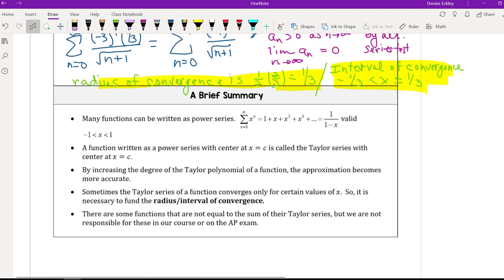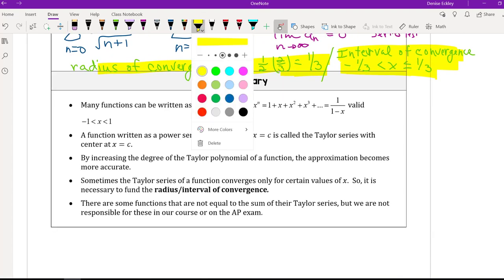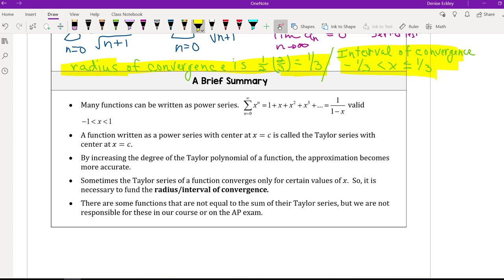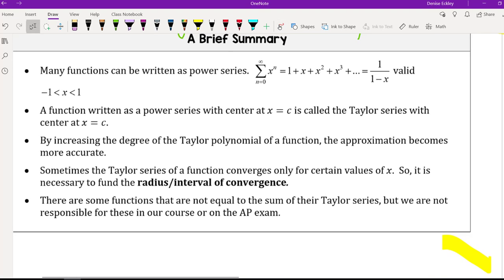Okay, so here is a brief summary of what we just did in this section. You want to remember that it's a good thing to write, if you can, a transcendental function as a power series of this form, and it's valid between negative 1 and 1, and that a power series centered at c is called a Taylor series, and that by increasing the degree of the Taylor polynomial, the approximation becomes more accurate. So the more terms we add, eventually we get a Taylor series.